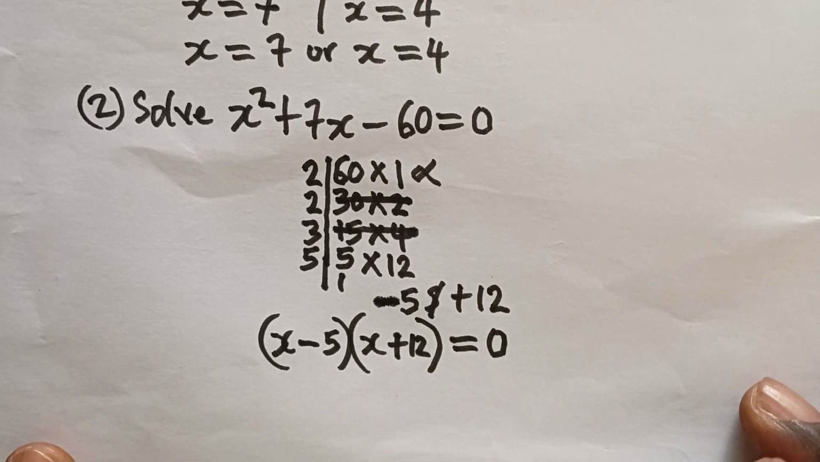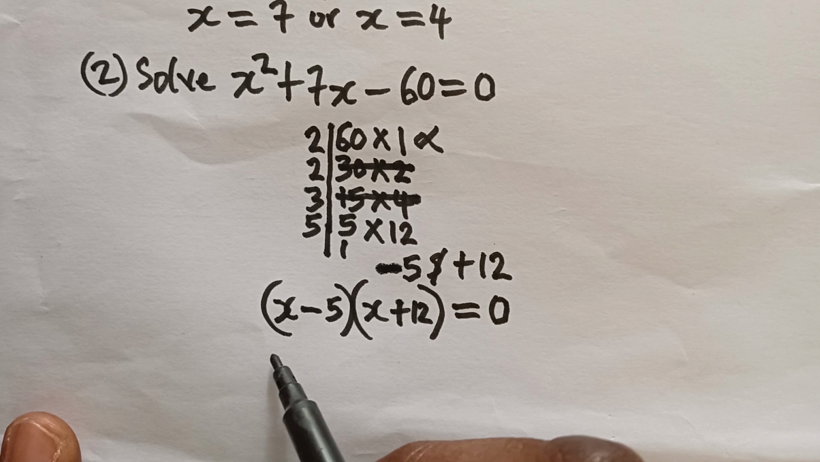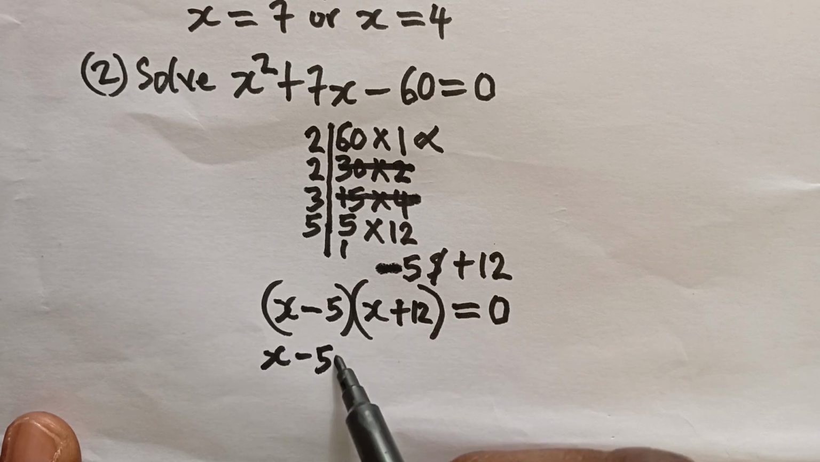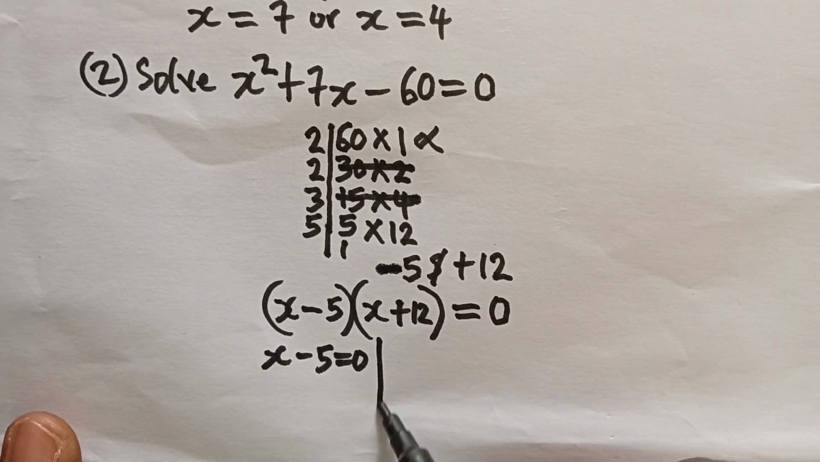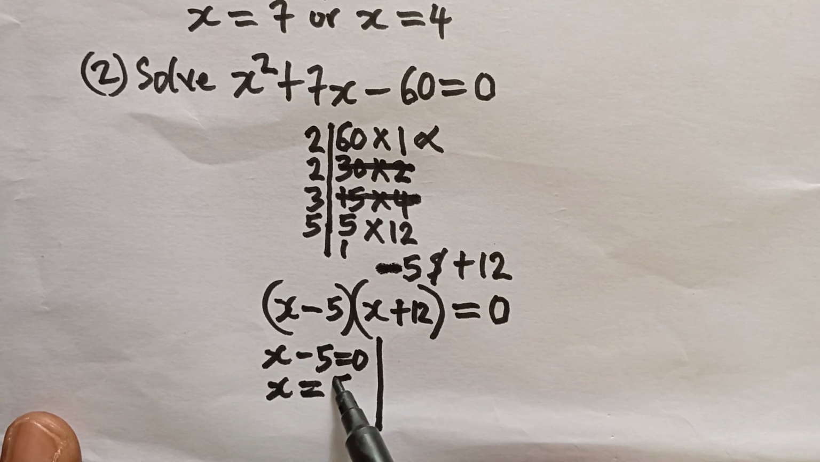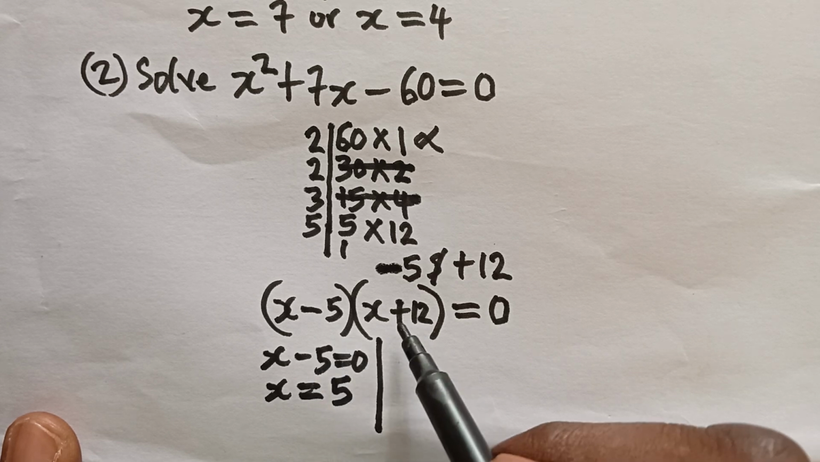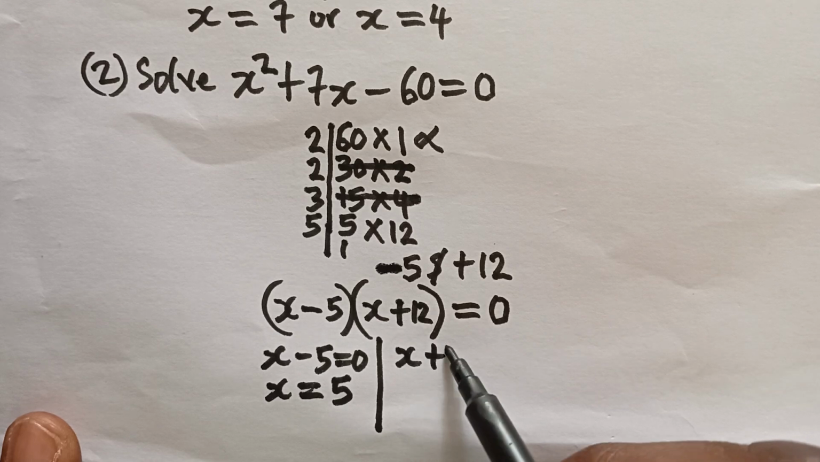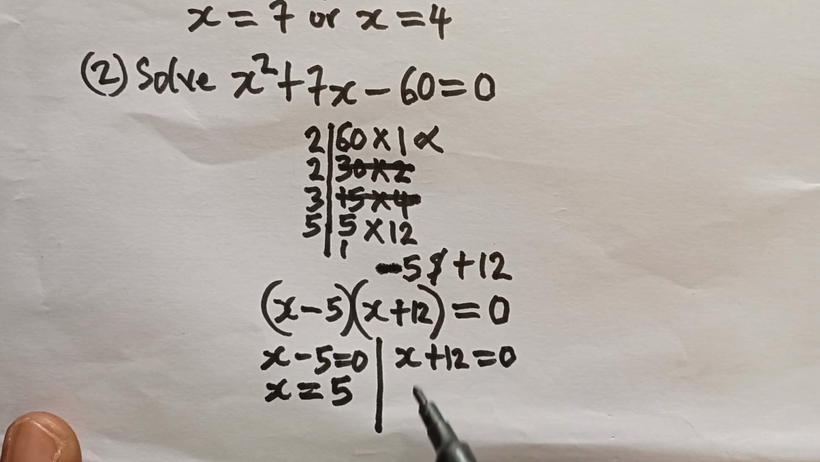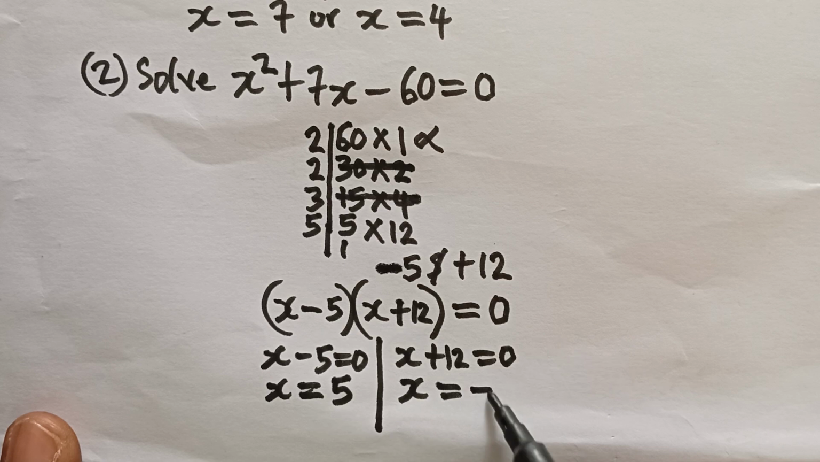So now, in order for us to solve this, we are going to equate each of these brackets to 0. So the first one here says x minus 5 is equal to 0. And then you agree with me there that x in this case will be equal to positive 5. Because when this negative goes to the other side, it becomes positive 5. The other bracket is x plus 12. We also equate it to 0. So in order to get x here, we're going to take this positive 12 to the other side of the equation. So it becomes negative 12 when it crosses the equality sign.